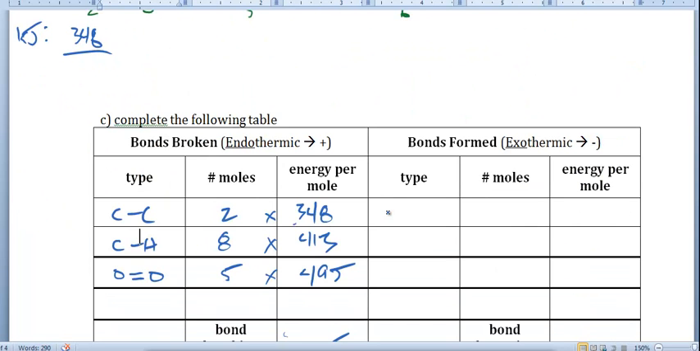Now if you do the same thing on this side, you know that you've got 6 carbon-oxygen double bonds, and those guys are worth 799 kilojoules per mole. Now notice I'm using a minus sign here because these bonds are being formed. That's an exothermic process, and so you have a negative sign associated with that process. Whereas these were all bond breaking, and that's endothermic, so that's positive. And then over here we have oxygen-hydrogen single bonds. We have 8 of those, and those are worth, if it's bond formation, negative 463 per mole.